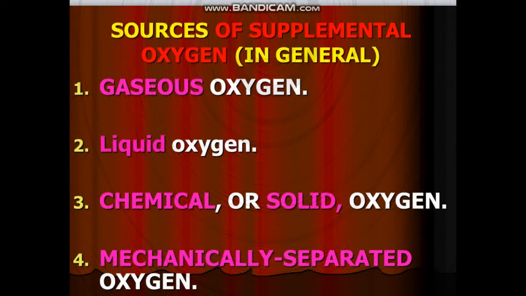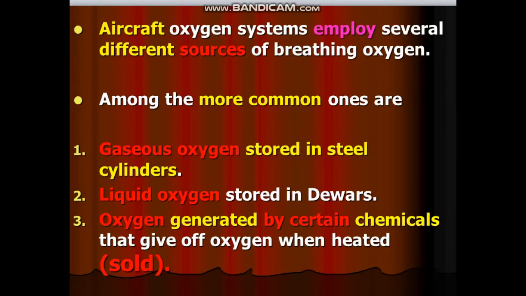Sources of supplemental oxygen: in general, we have gaseous oxygen, liquid oxygen, chemical or solid oxygen, and the last one, mechanically separated oxygen. Aircraft oxygen systems employ several different sources of breathing oxygen. Among the more common ones are gaseous oxygen stored in steel cylinders, liquid oxygen stored in dewars, and oxygen generated by certain chemicals that give off oxygen when heated.